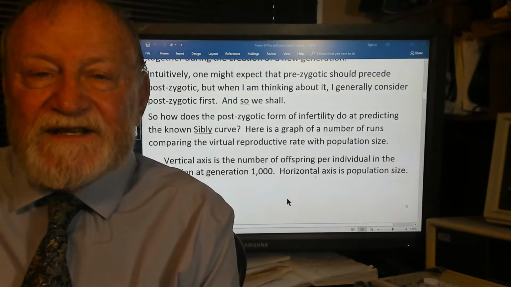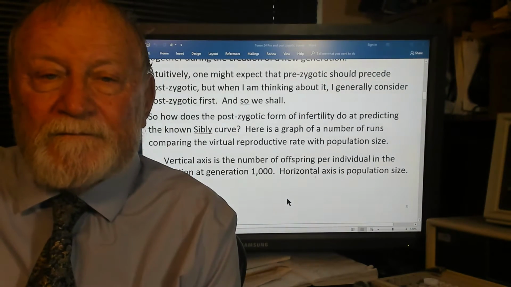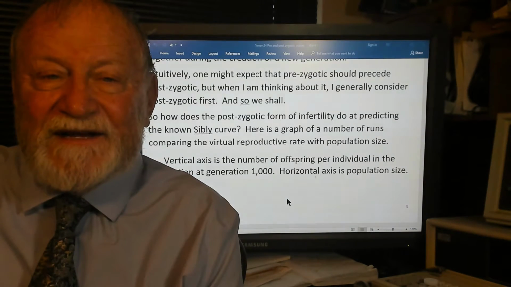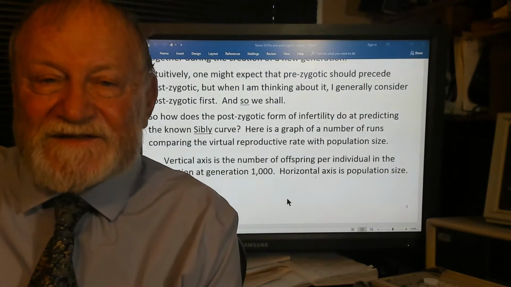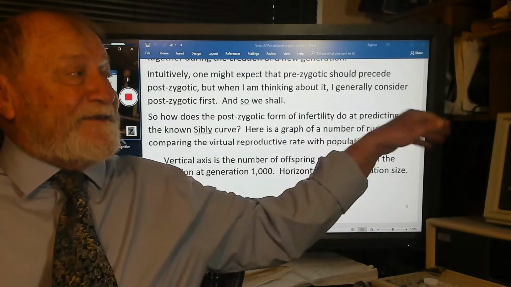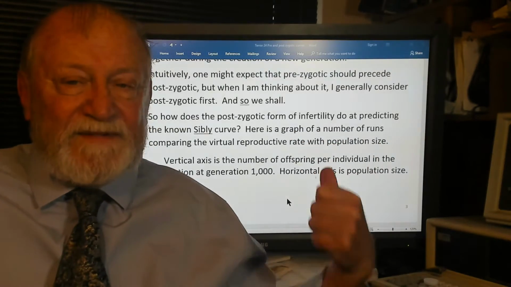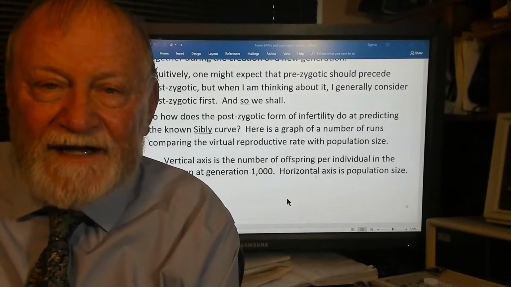So how does the post-zygotic form of infertility do it, predicting the known Sibley curve? You've seen the Sibley curve, right? Sibley curve goes like that. And how good is post-zygotic infertility at predicting that?